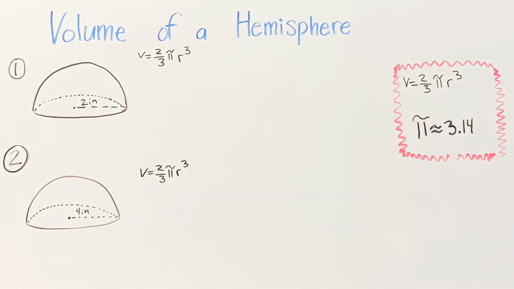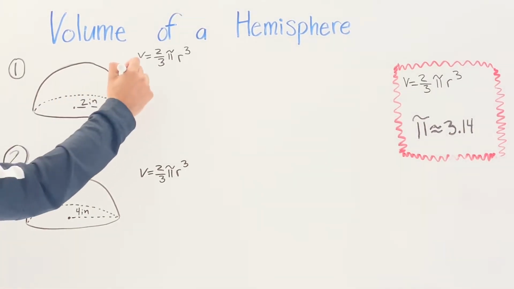In today's video, we're going to be working on the volume of a hemisphere. On the right hand side, as always, you see the formula we're using is volume equals 2 divided by 3 pi r cubed, and always pi, we're using it as 3.14. So we have our radius for number 1 to be 2. All we're going to do is plug in the 2 for our radius.